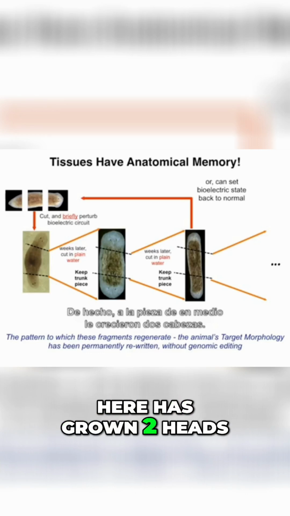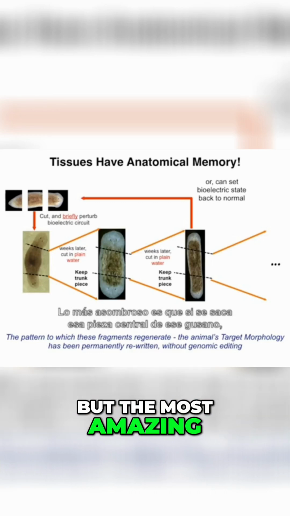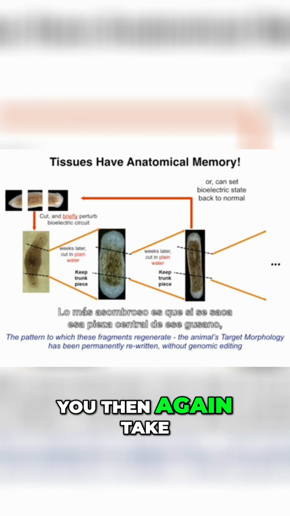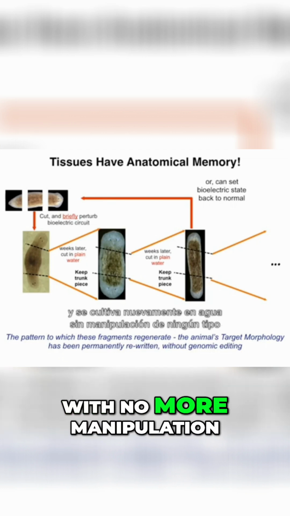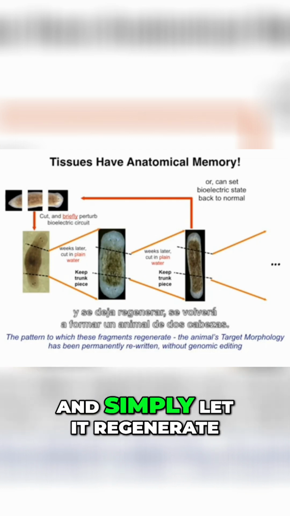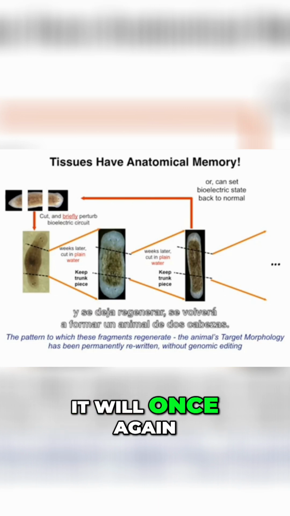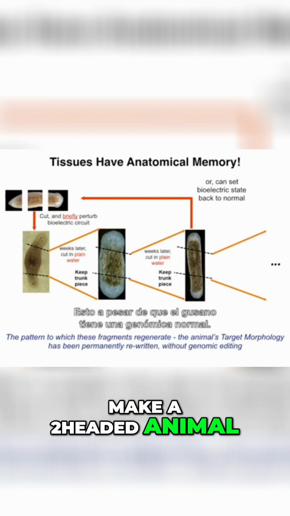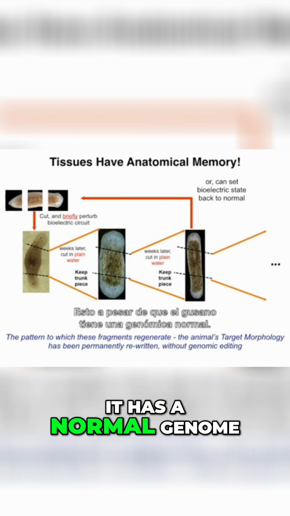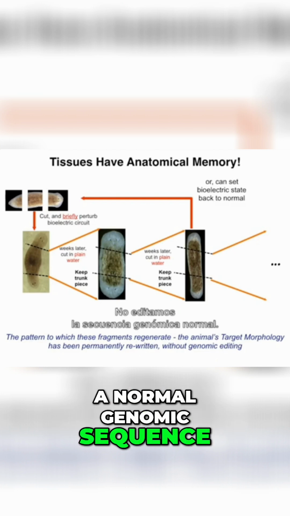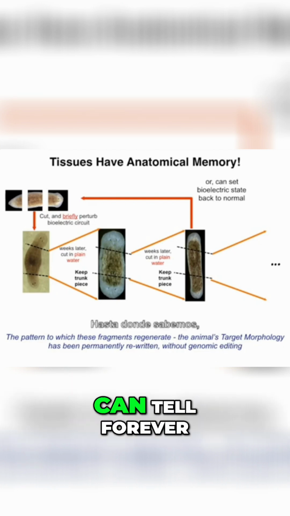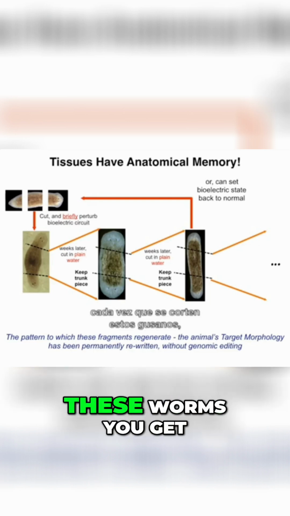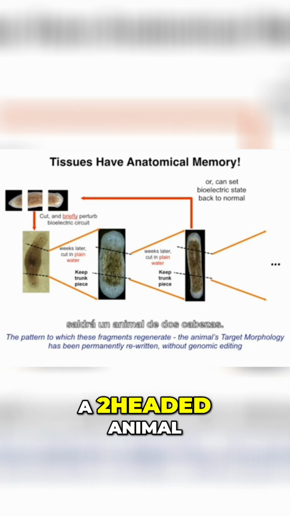can see that here, has grown 2 heads. But the most amazing thing is that if you then again take the middle piece out of that worm and culture it again in plain water with no more manipulation of any kind, and simply let it regenerate, it will once again make a 2-headed animal, despite the fact that it has a normal genome, a normal genomic sequence that we have not edited. And so in perpetuity, as far as we can tell forever, every time you cut these worms, you get a 2-headed animal.